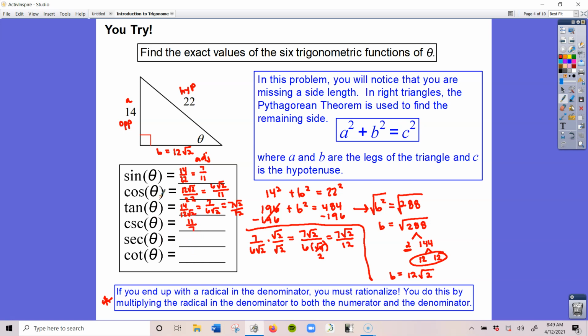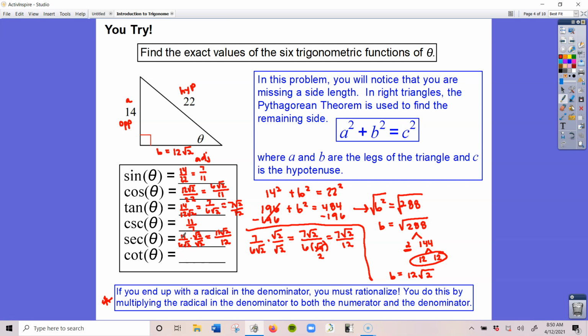Secant is the reciprocal of cosine, which if I flip that, I would get 11 over 6 square root of 2, which I cannot have since I have the square root in the denominator. So that means that I'll have to rationalize by multiplying the square root of 2 over the square root of 2, which would give me 11 square root of 2 over 6 times the square root of 4, which is 2. So 6 times 2 is 12. And that would be my secant.